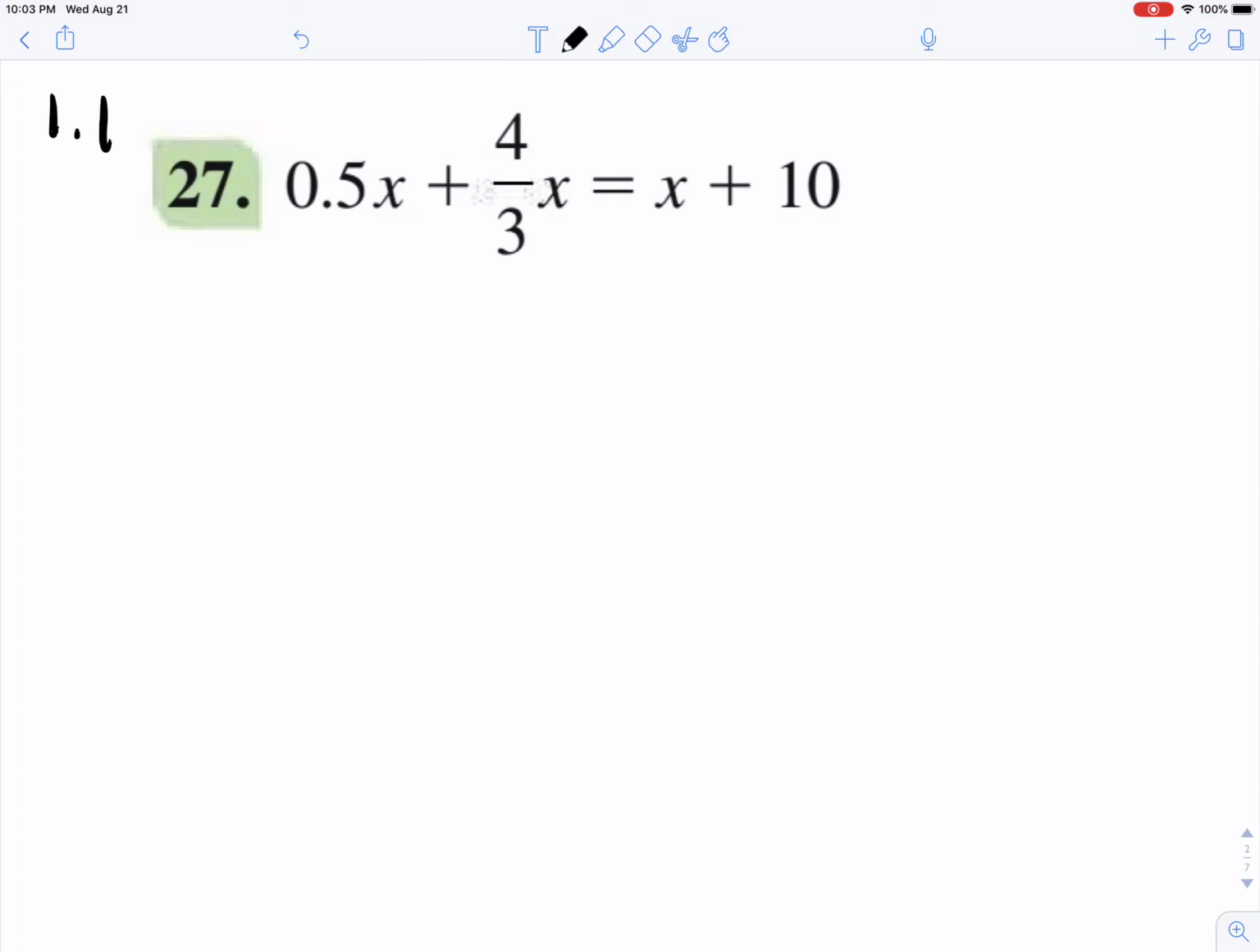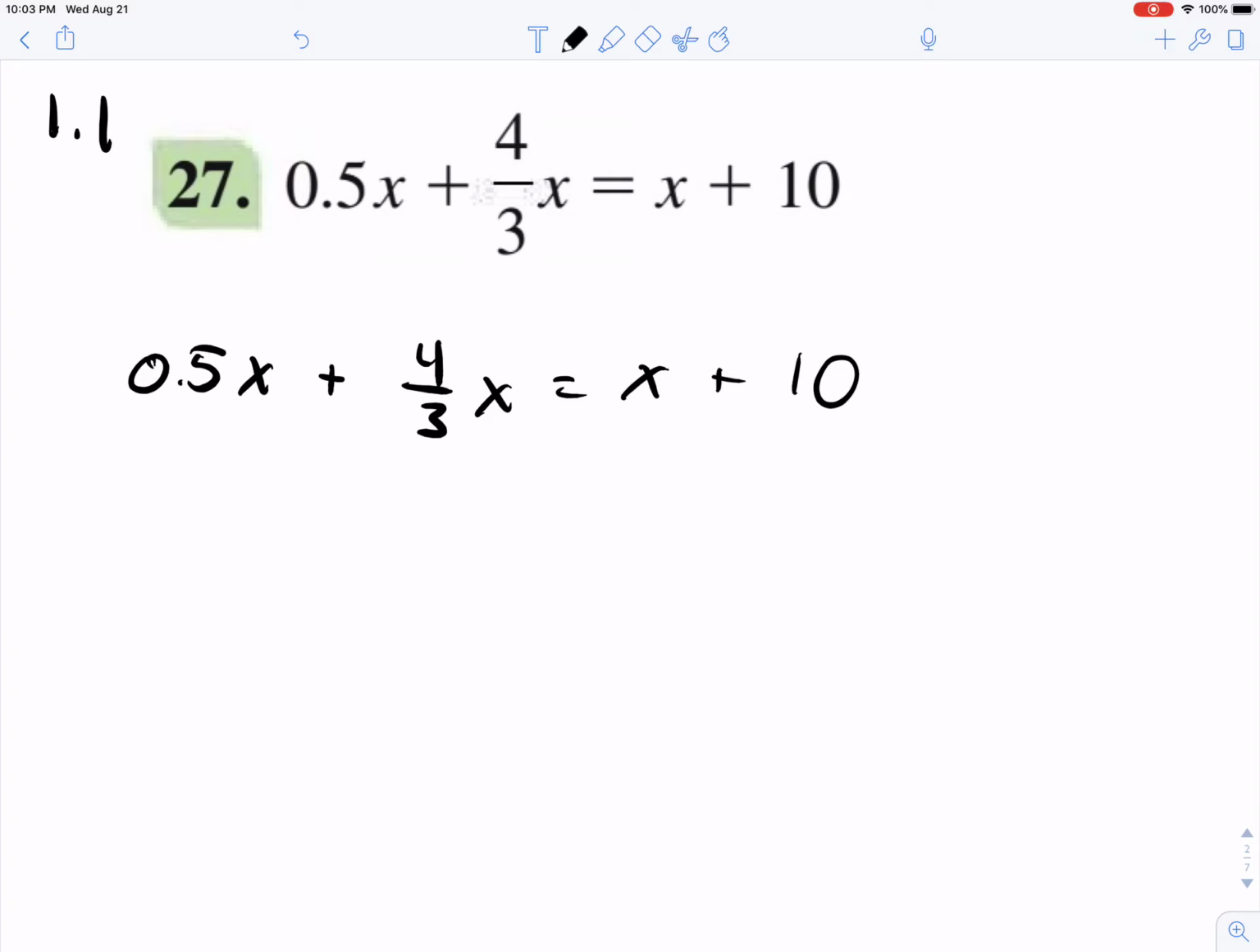I'm going to start by writing a copy of the original. So if we have 0.5x plus 4/3 x equals x plus 10, and we're going to solve for x. The first thing I like to do is isolate the variable, so we want to get any term that has an x on one side and everything else on the other.